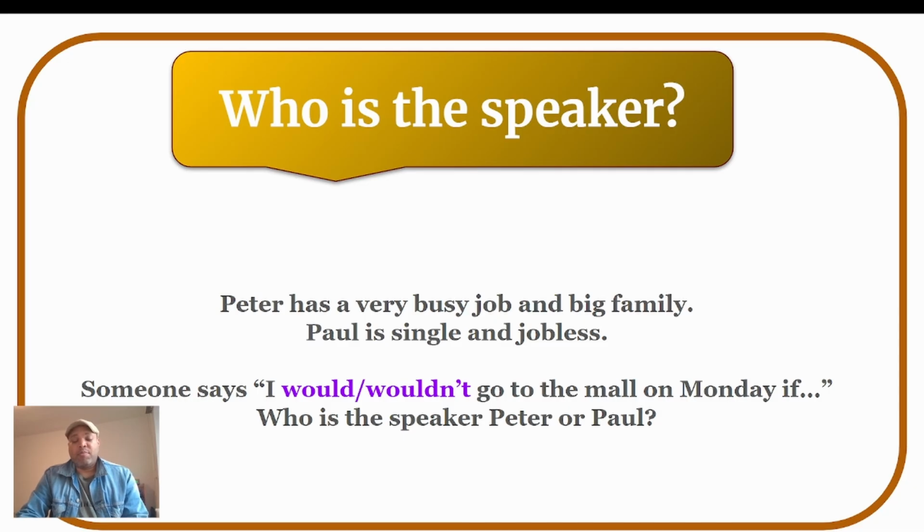Let's talk about Peter and Paul. Peter has a very busy job and big family. Paul is single and jobless. Someone says, I would or wouldn't go to the mall on Monday if. Who is the speaker here? Peter or Paul? Because the speaker uses would or wouldn't in the main clause, we know that it's not possible for the speaker to go to the mall. So, who cannot go to the mall?